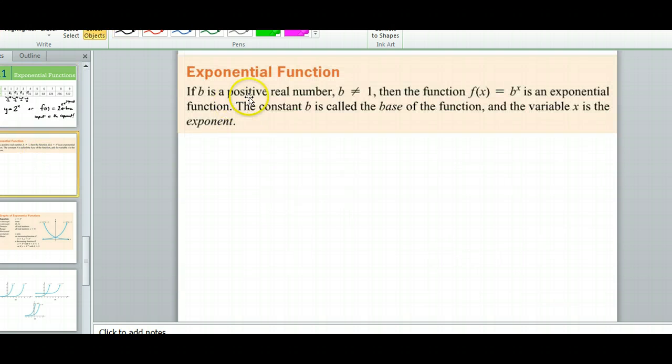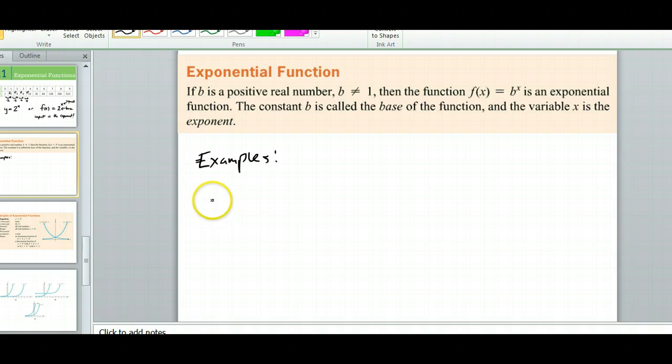Here's a definition of an exponential function. b is a positive real number, so no negatives. And the function f of x equals b to the x is exponential. b is called the base of the function, and x is the exponent. So just some examples of exponential functions. All we need is a positive real number.